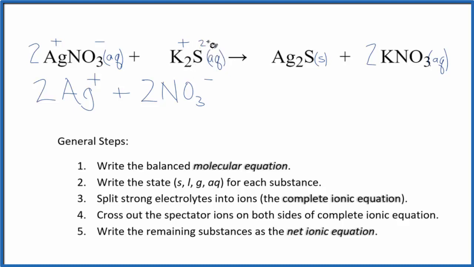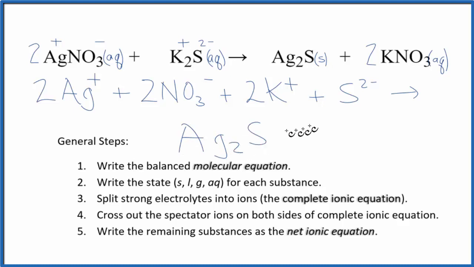Sulfur, that's always 2 minus. This is 1 plus, 2 minus. We have 2 of the potassium ions, and then just 1 of the sulfide ions, S2 minus. Those are the reactants. For the products, because Ag2S, silver sulfide, is a solid, we don't split that apart in net ionic equations. So we just have that, and then we said plus and minus. So we have 2 potassium ions and then 2 nitrate ions.